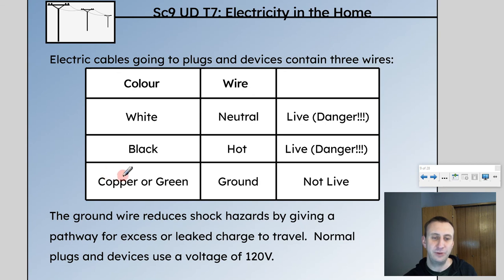So the idea of the ground is that it's always providing a pathway for electrons to go if something goes wrong, if something fails. The ground wire reduces shock hazards by giving a pathway for excess or leak charge to travel. Normal plugs and devices use a voltage of 120 volts with a few exceptions, like for example your clothes dryer, which is running on 240 volts typically.